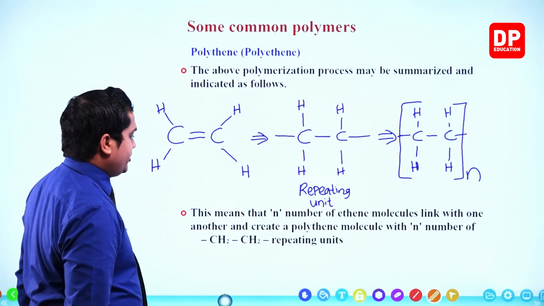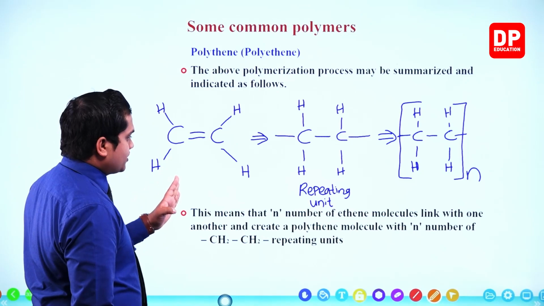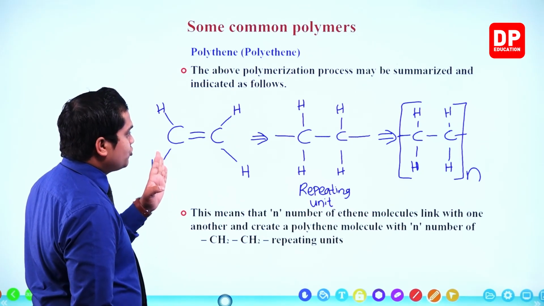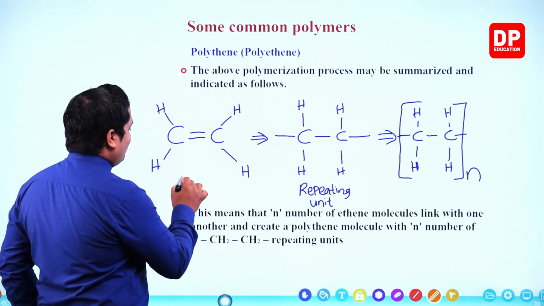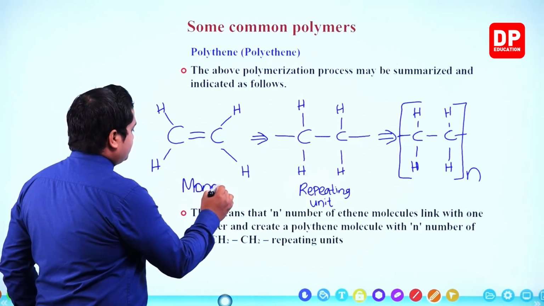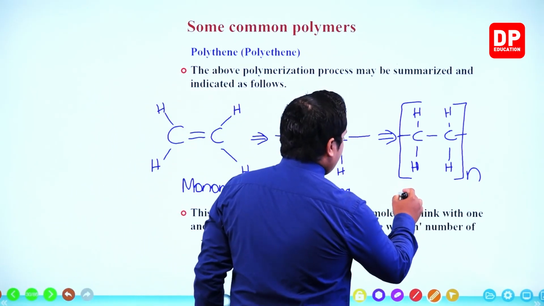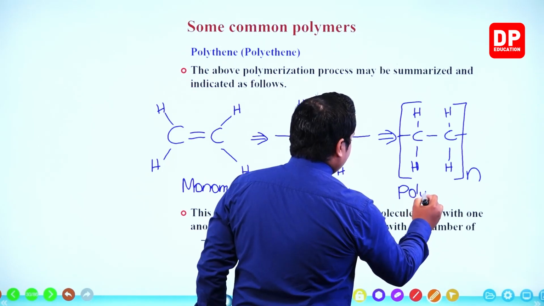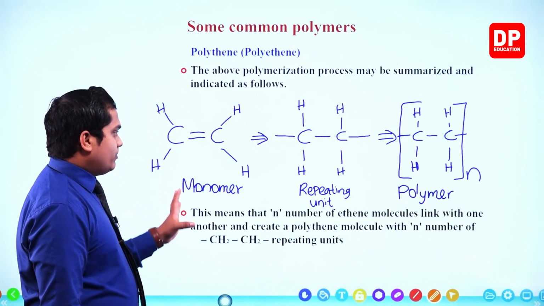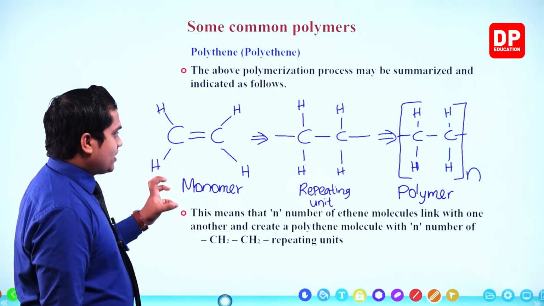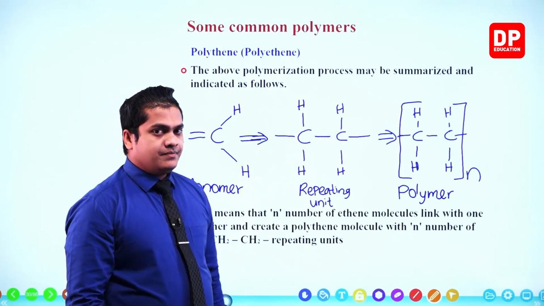Right? Repeating unit. This is the initial structure or the initial molecule used to create the polymer. This is called the monomer. And over there, you can observe the large molecule which is called the polymer. Right? So, monomer, the simplest structure or the simplest molecule used to create the polymer.